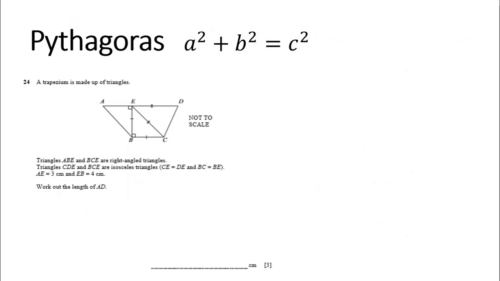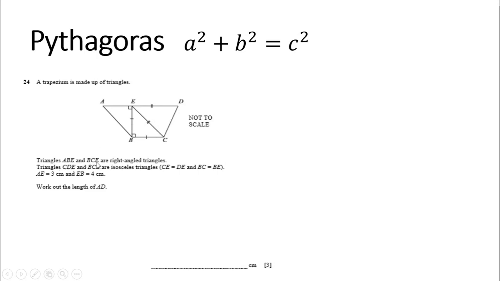Next, Pythagoras. Okay, we've got this trapezium and it's made up of triangles. We're told some of the lengths of the triangle, and it's really important that you read through this, even though it's very wordy and it's got all these letters. It's important that you understand what it means. Most of it's already shown on the diagram, but some of it's not.